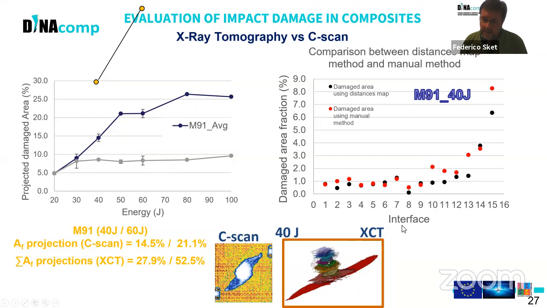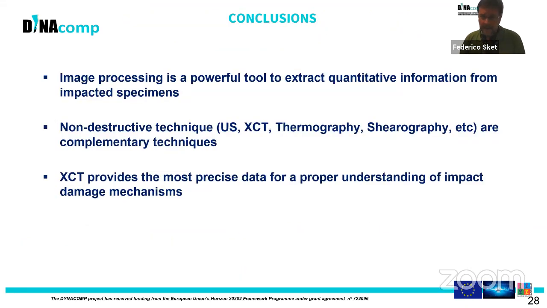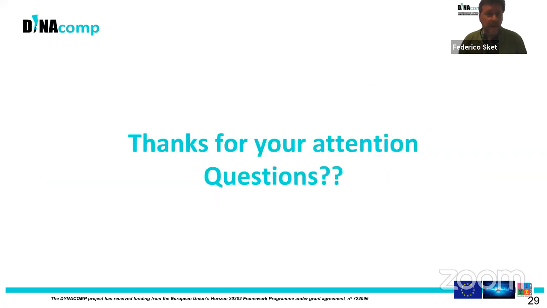So I hope this shows the potential of the analysis methodologies explained in this presentation. Some very short conclusions. Image processing is a powerful tool to extract quantitative information from impacted specimens. Non-destructive techniques like ultrasound, radiography, XCT, tomography, xerography are complementary techniques providing different information, different versatilities, measurement speed, and applications themselves. And XCT provides the most precise data for proper understanding of the impact damage mechanisms because it gives real three-dimensional data that correspond not only to the damage, but also to the microstructure. And well, that's it. And thank you for your attention.